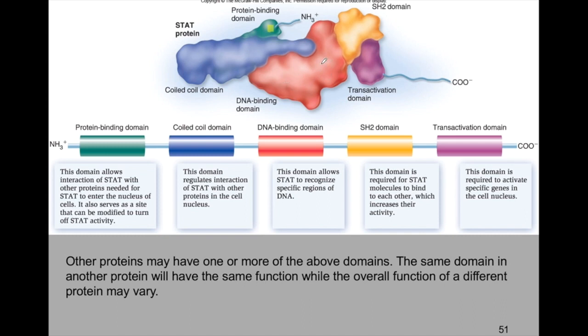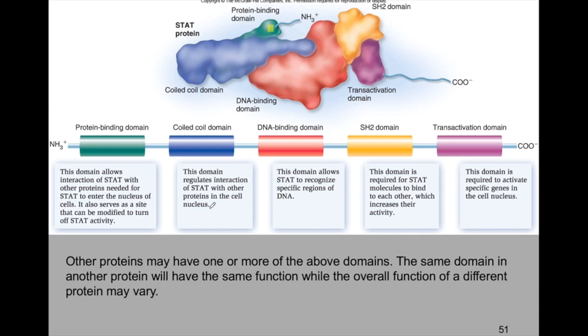This is the region of the STAT protein that will actually interact with DNA itself. The SH2 domain is required for binding to other molecules to either increase or decrease activity. The transactivation domain, this purple region here, is required in order to activate very specific genes. So this portion here would make it very specific. And then coming off of that transactivation domain is our C-terminus tail. So here's the N-terminus, and this is all one protein, but each of these regions, because they are folded and structurally different, each have their own unique function.